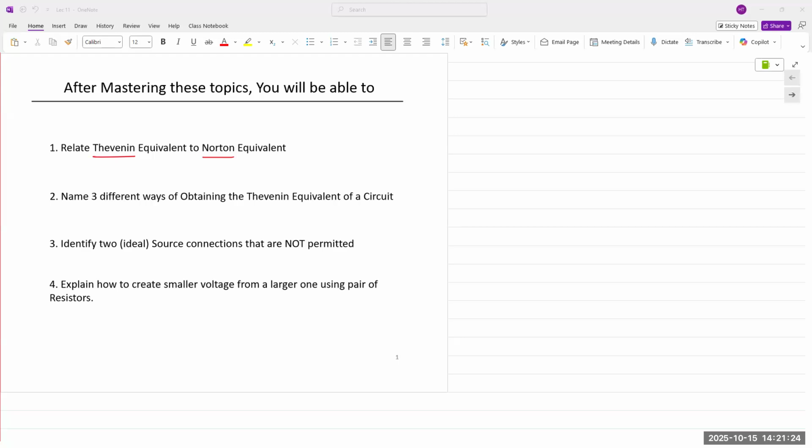Now, a real life source has a resistor in series. So Thevenin's theorem states you could take a large linear network and represent it as an equivalent voltage source in series with a resistor.